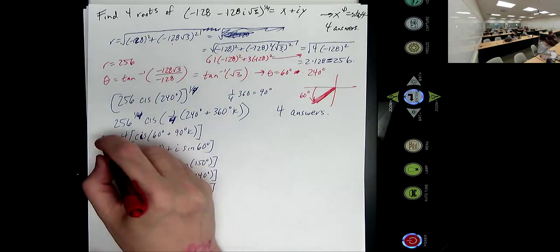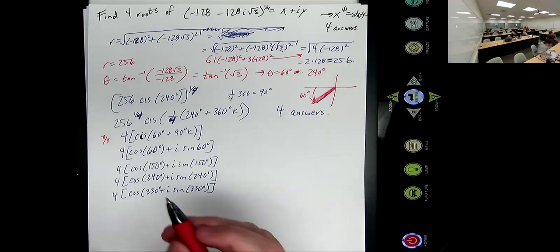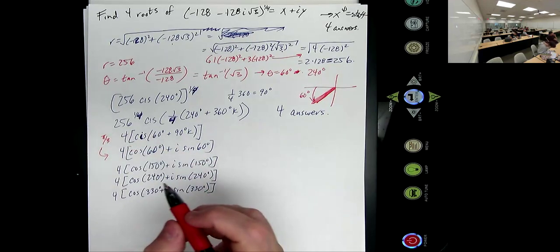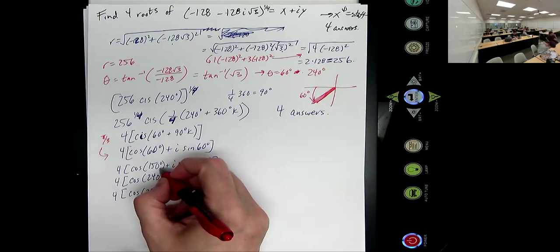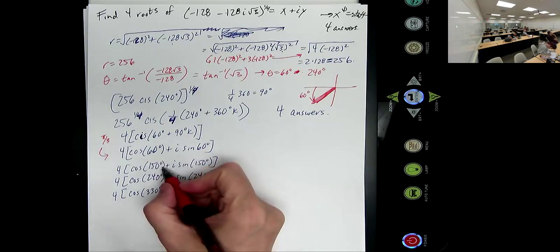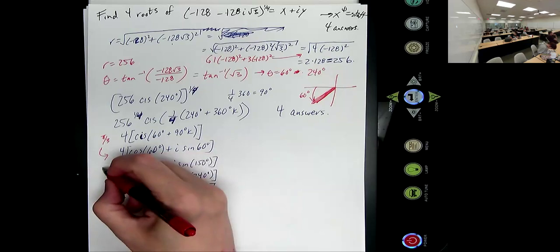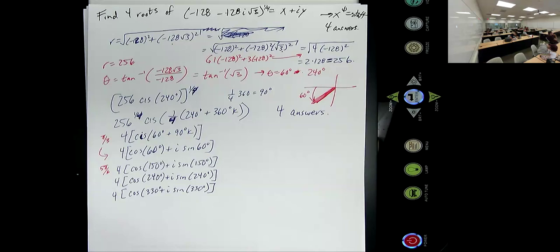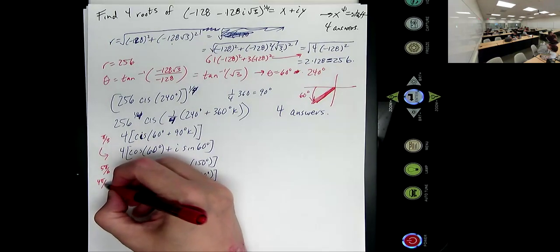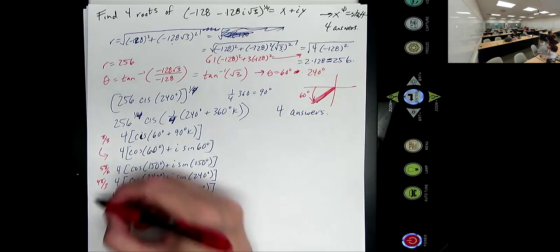In radians, we have pi over 3 on this one. No, pi, yeah, pi over 3. This is 150 is the pi over 6, 5 pi over 6, right? 240 is 4 pi over 3. And this one is 11 pi over 6.